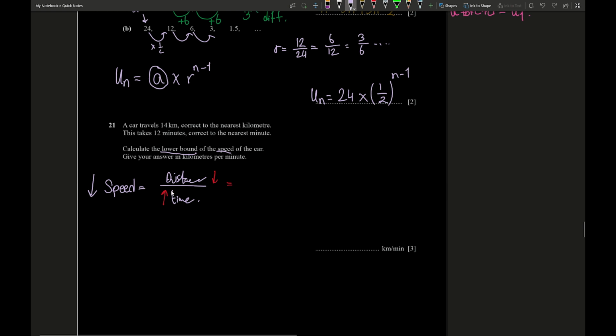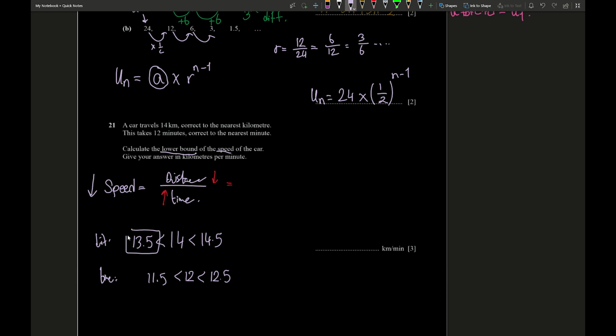Alright, so what are the lower and upper bound of the distance? Well, for 14, its lower bound is 13.5 to the nearest kilometer, and its upper bound is 14.5. That's the distance. And for time, it is 12 minutes, so its lower bound should be 11.5 to the nearest minute, and its upper bound is 12.5. Okay, so the lower bound of speed would be the lower bound of distance, which is 13.5, divided by the upper bound of time, which is 12.5, which is equal to 1.08 kilometers per minute.